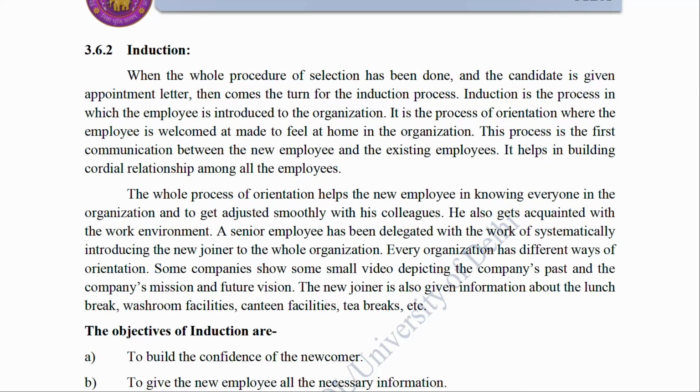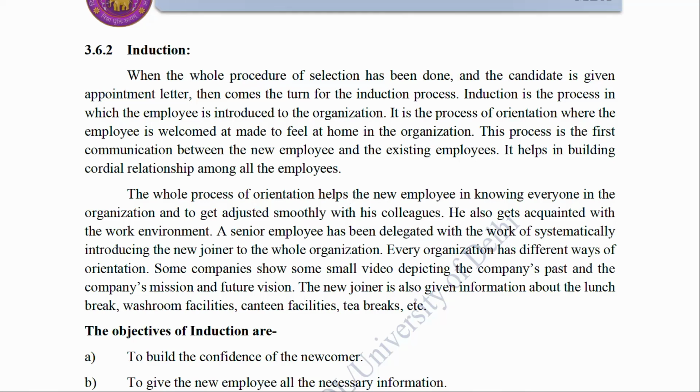3.6.2 Induction. When the whole procedure of selection has been done and the candidate is given appointment letter, then comes the turn for the induction process. Induction is the process in which the employee is introduced to the organization. It is the process of orientation where the employee is welcomed and is made to feel at home in the organization. This process is the first communication between the new employee and the existing employees.